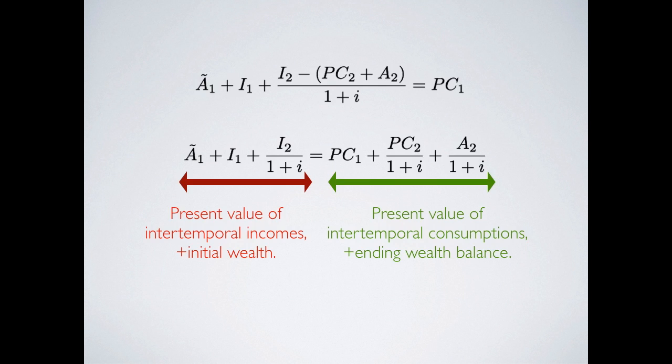For this budget constraint, there's one thing I want to remind our students again. Here, the initial wealth, A1 tilde, is actually not something the household can control today because it is equal to 1 plus I times A0. So it is something that you decided in the past.